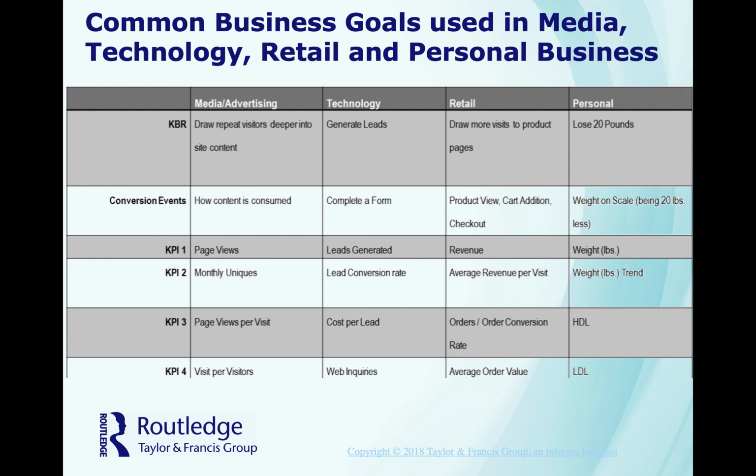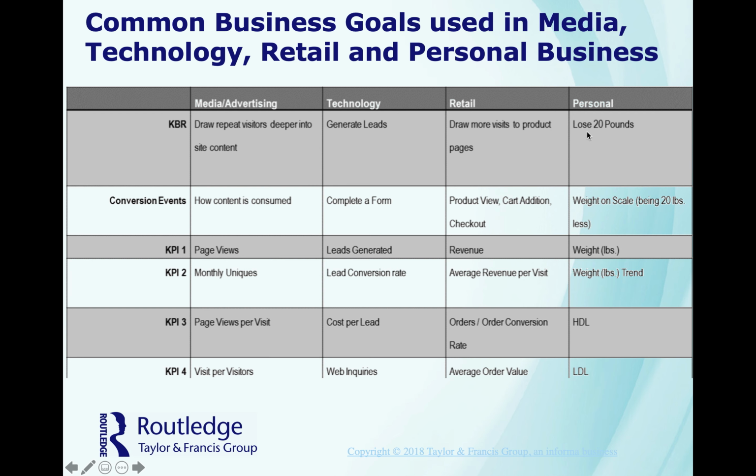Common business goals used in media, technology, retail and personal business. This would be like marketing and advertisement. What are the key business requirements? In media and advertising, it would be to draw visitors deeper into the site, looking at more detailed content. Technology would be generating leads, because you're trying to sell your technology. Retail would be to draw more visits to product pages. You want visitors to look at as many pages as they can.